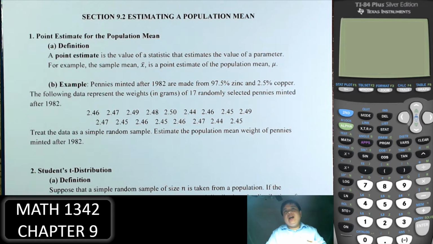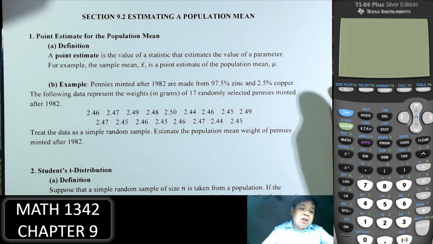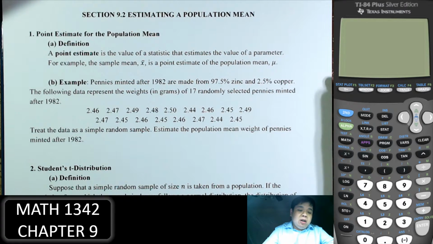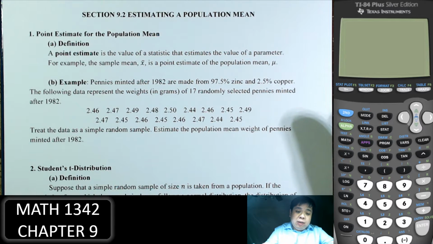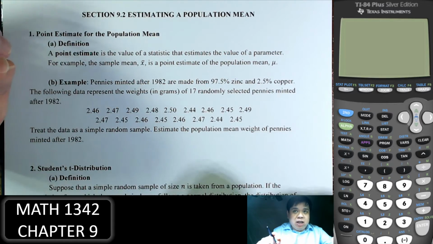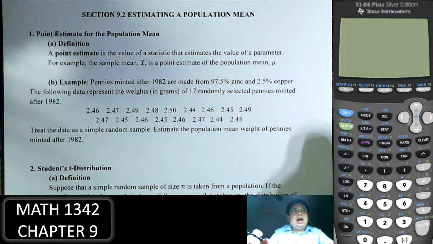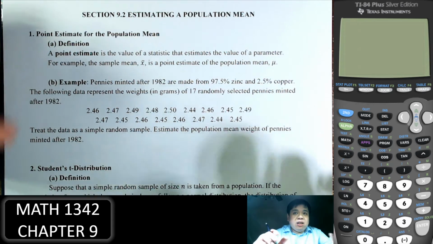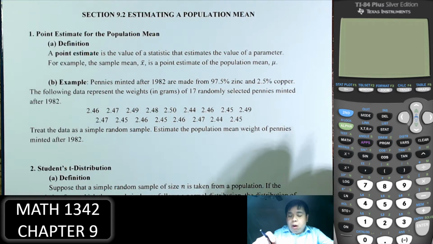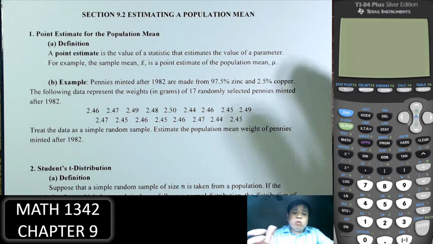Hi everybody, welcome to another video in statistics, section 9.2, estimating a population mean. Of course, we don't know the population mean, that's why we're estimating it. And the next best thing is the mean of the sample. So the idea is always we use the statistic of a sample to estimate the parameter of a population. So in this case, we're talking about the mean.